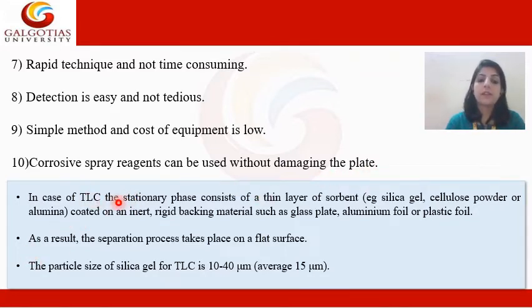In case of TLC, the stationary phase consists of a thin layer of sorbent, which can be silica gel, cellulose powder, or alumina, coated on an inert rigid backing material such as a glass plate, aluminium foil, or plastic foil. As a result, the separation process takes place on a flat surface. The particle size of the silica gel for TLC is 10 to 40 micrometer. The average particle size is 15 micrometer.